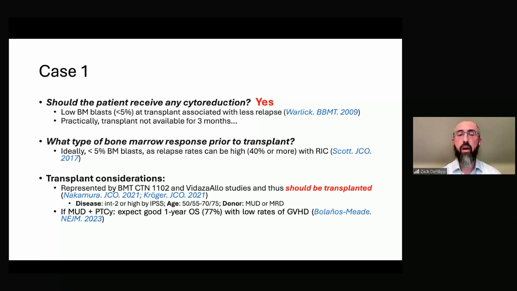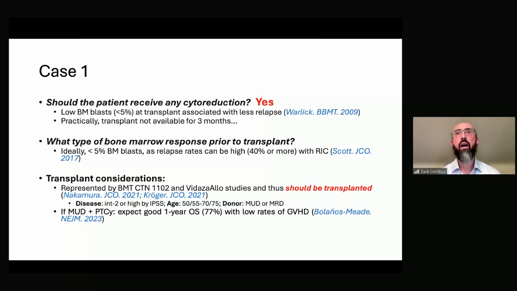It's also good to keep in mind, as has been discussed, that while MDS therapies are improving, so are transplant practices. If you could give this patient a reduced intensity, matched unrelated donor transplant with PT-Cy-based GVHD prophylaxis, this would be associated with good overall survival and low rates of GVHD. One thing brought up with these last two points that I'll comment on is: is there a risk in patients getting HMA therapy and then potentially not being able to go on to transplant? And I would question that a little bit.